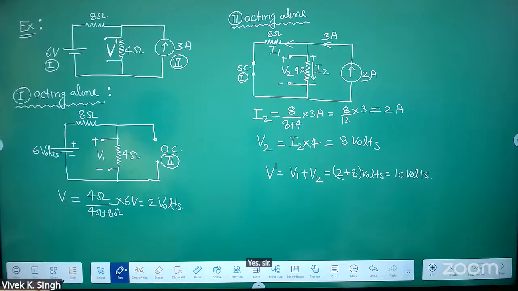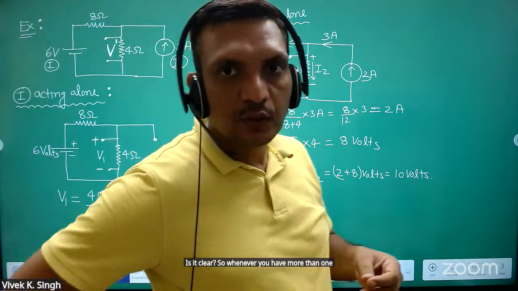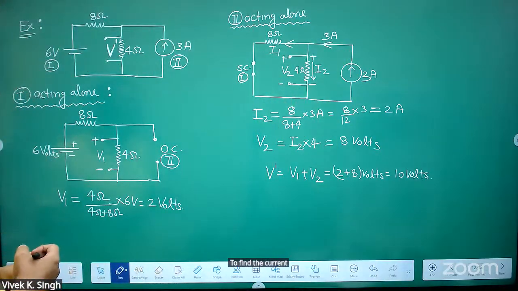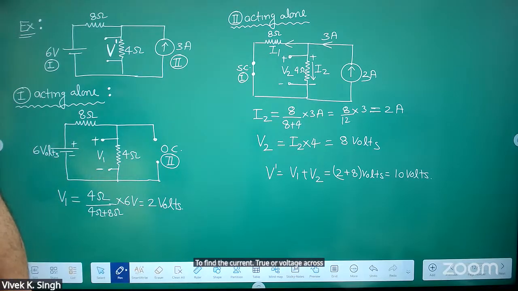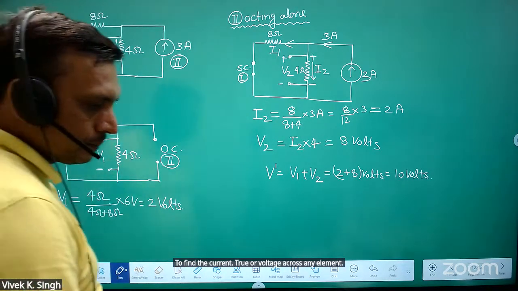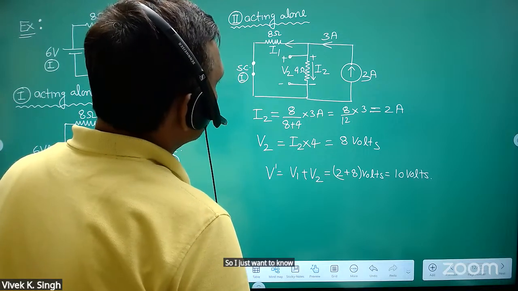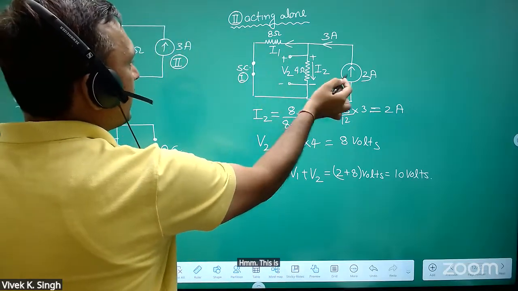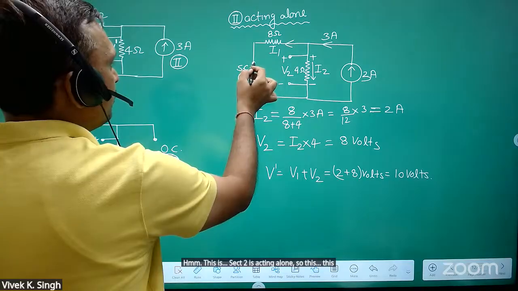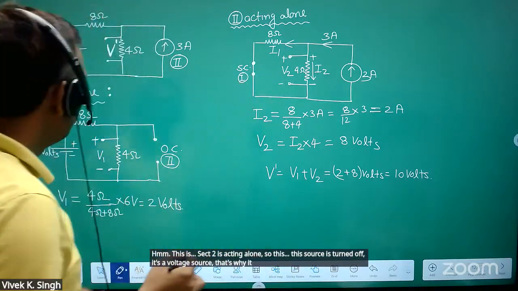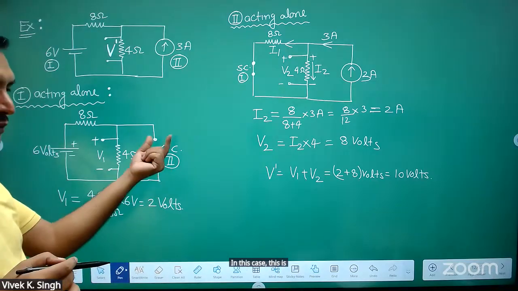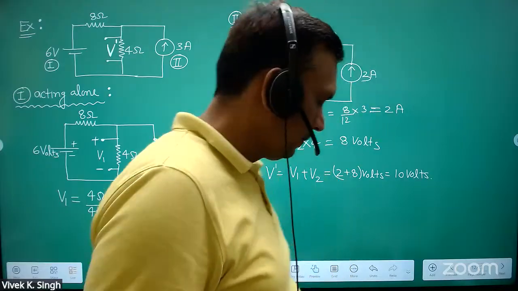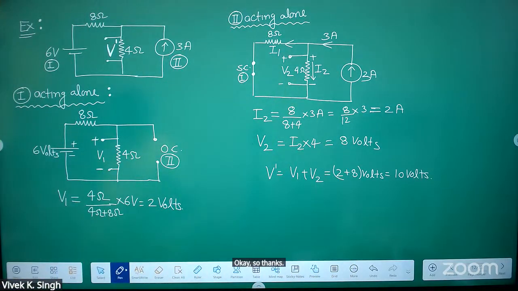So whenever you have more than one source, you can use superposition theorem to find the current through or voltage across any element. Clear? इसमें जो नॉन एक्टिंग होगा ना तो, source 2 is acting alone. So this source is turned off. It's a voltage source. That's why it is short circuited. In this case, this is turned off. Current source is open circuited. Okay sir, thank you. ठीक है?